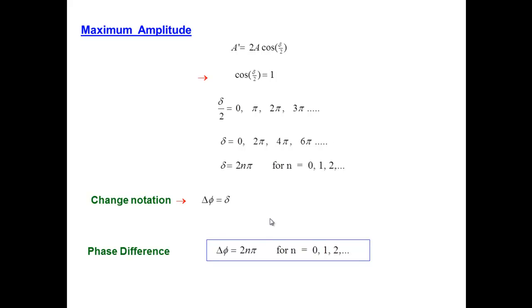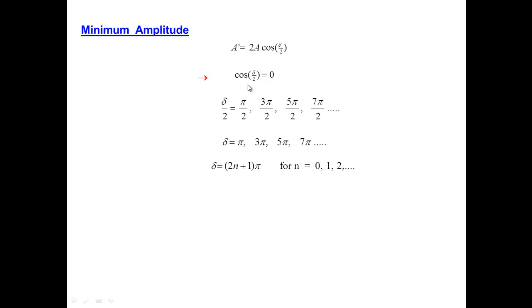Well, what about the case for the minimum amplitude? It's just the opposite. Easily enough, we can see that we want the condition for the cosine of delta over 2 to be 0. So delta over 2 needs to be pi over 2, 3 pi over 2, 5 pi over 2, 7 pi over 2, and so on, because the cosine of each of those angles is equal to 0. And multiplying through by 2, delta itself becomes an odd integer multiple of pi. And a nice way to write that down is to write delta as 2n plus 1 times pi.